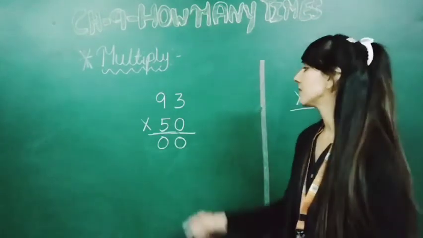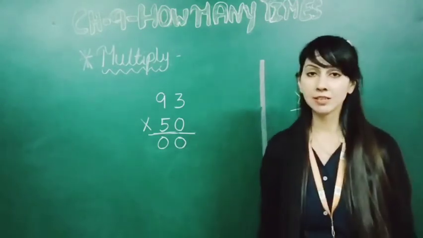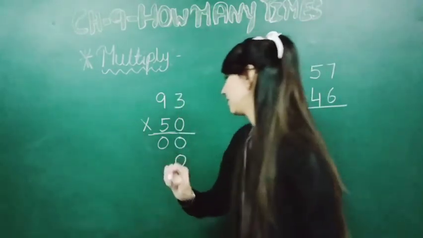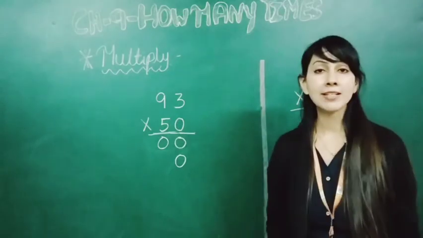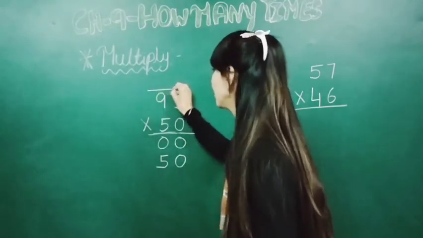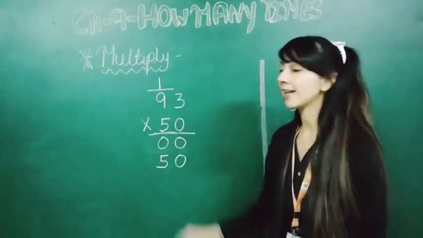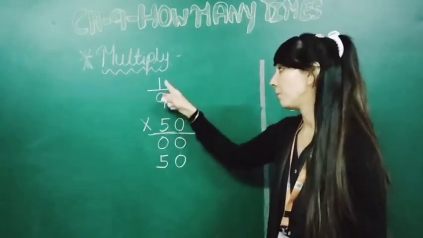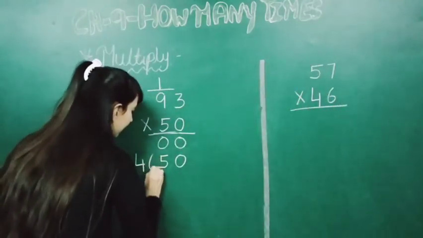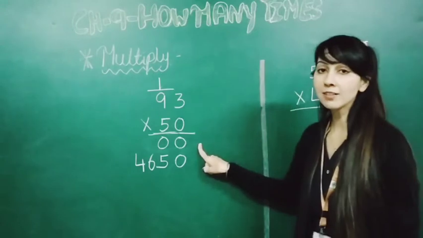Now we will see this 5 that comes in the tens place. So actually we are multiplying 93 by 50. So first of all we will put 0 over here. Now 5 into 3. 5 threes are 15. So here we will write 5 and here we will carry 1 in the tens place. Now 5 into 9 means 5 nines are 45. 45 plus 1 is 46. So here we will write 46.